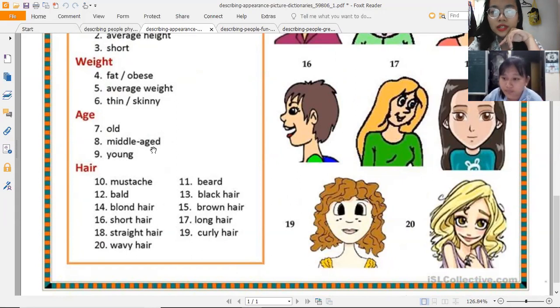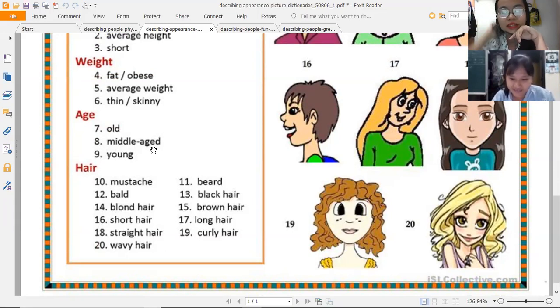Middle age. What age can be middle age? Middle. What age? 40, 50, 60, 70? I think it's maybe 40, right? 40. That's your middle age. Look, what about your mother? Middle age? No. Is this age middle age, right?